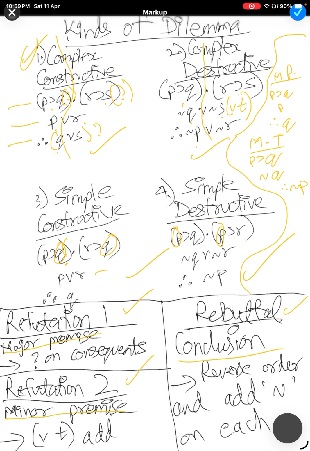which is refutation 2, you just have to add or t, see, okay? And lastly, मतलब पूरा conclusion पे again question mark, so not p or not a question mark. So if it's simple constructive, then refutation 1 is like I've shown, and simple destructive में I'm showing the refutation 2, okay. So same things you just apply to the dilemma that you have given.